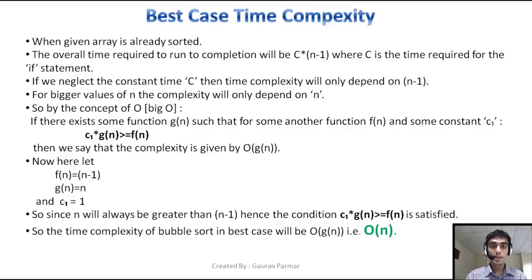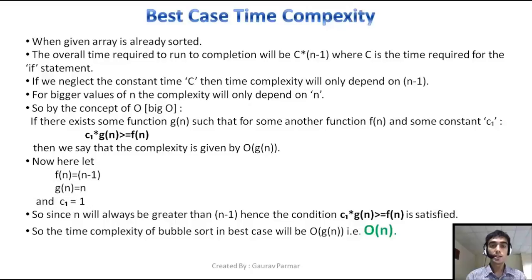And if we neglect the constant c from here, then we will be left with only n minus 1. Now for bigger values of n, the expression will only depend on the value of n. So by the definition of big O, suppose there is a function g(n) equal to n, and a function f(n) equal to n minus 1. If we suppose there is a constant c1 equal to 1, then for all values of n, the expression c1 into g(n) is always greater than or equal to f(n).